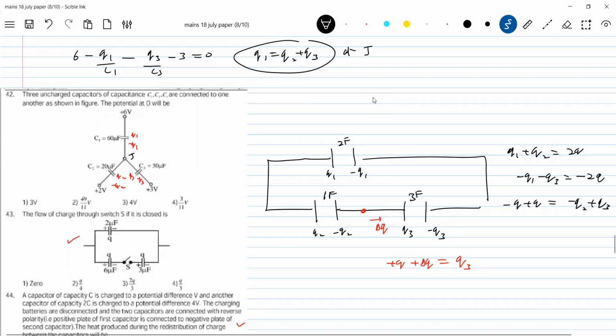So now we need 3 unknowns, no? One more equation: 2 plus Q2 by C2 minus Q3 by C3 minus 3 equal to 0. Solve Q1, Q2, Q3 to get the required answer.